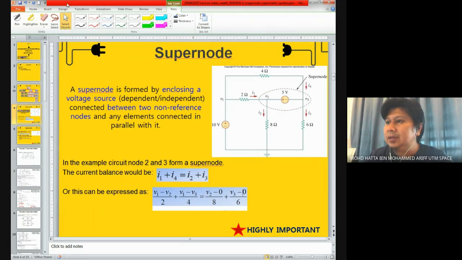Basically, maybe erase first. This is I in, all current coming into the supernodes V2 and V3, and this part is I out. Basically, this is the definition of Kirchhoff current law, where Kirchhoff current law says that the sum of I in equals the sum of I out.